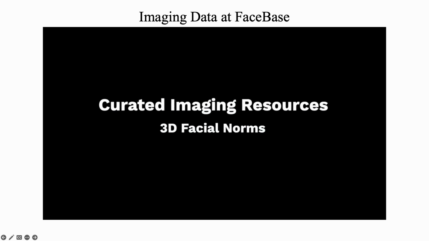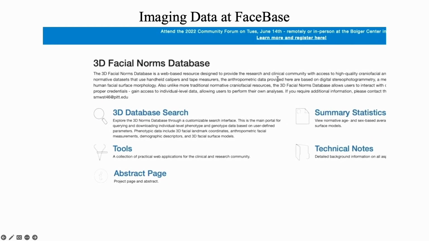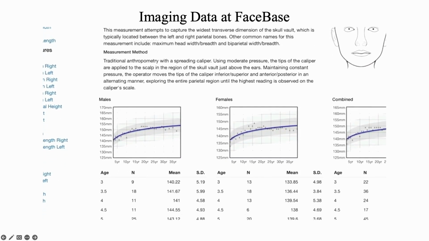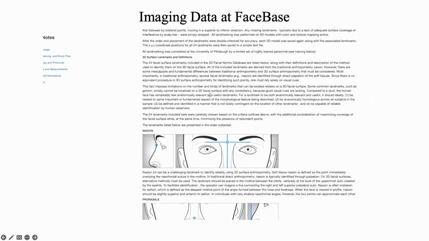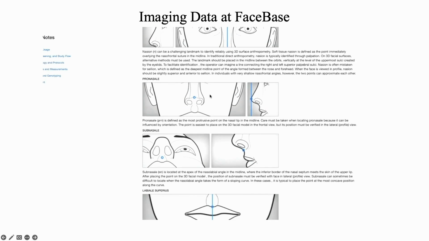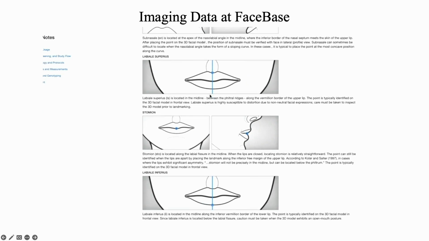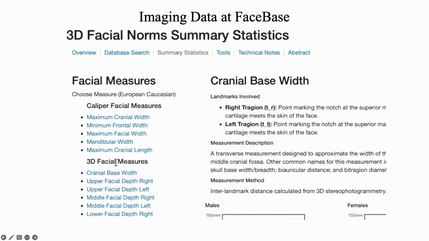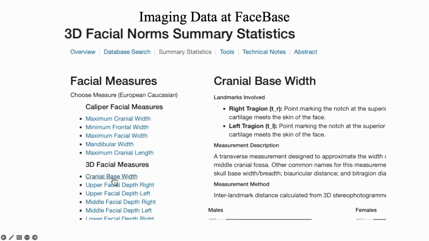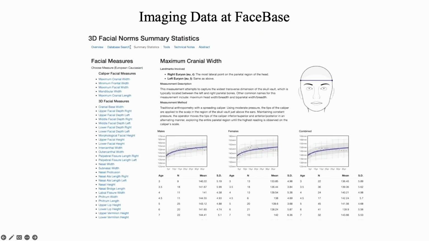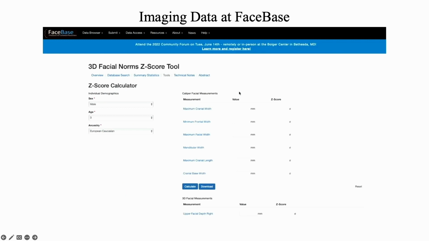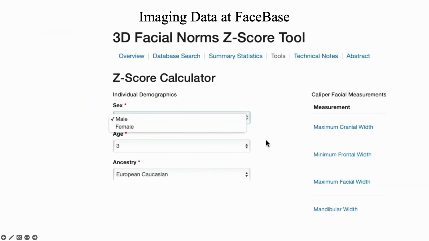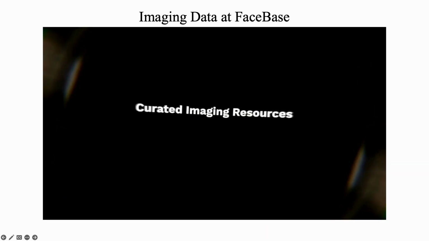The 3D Facial Norms Database is a web-based resource that provides the research and clinical community with high-quality craniofacial anthropometric normative data based on digital stereophotogrammetry, a method of 3D surface imaging ideally suited for capturing human facial surface morphology. The 3D Facial Norms Database allows users to interact with data via an intuitive graphical interface and, given proper credentials, to gain access to individual-level data, allowing users to perform their own analyses.